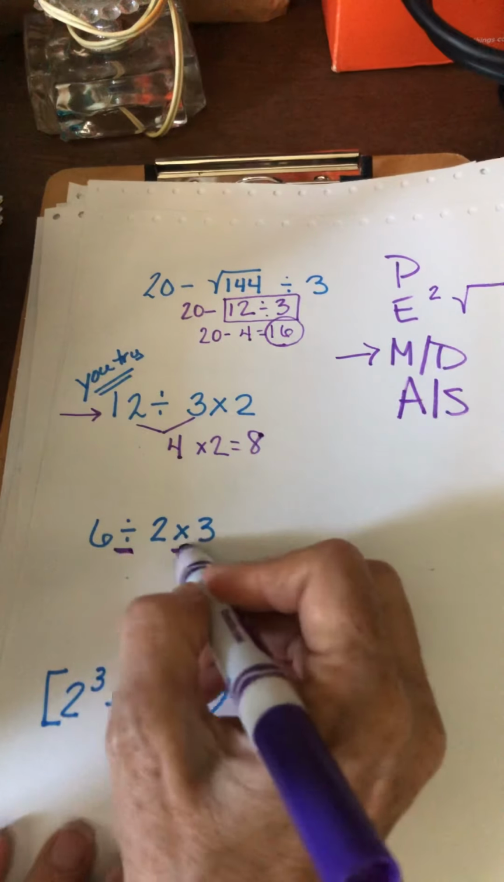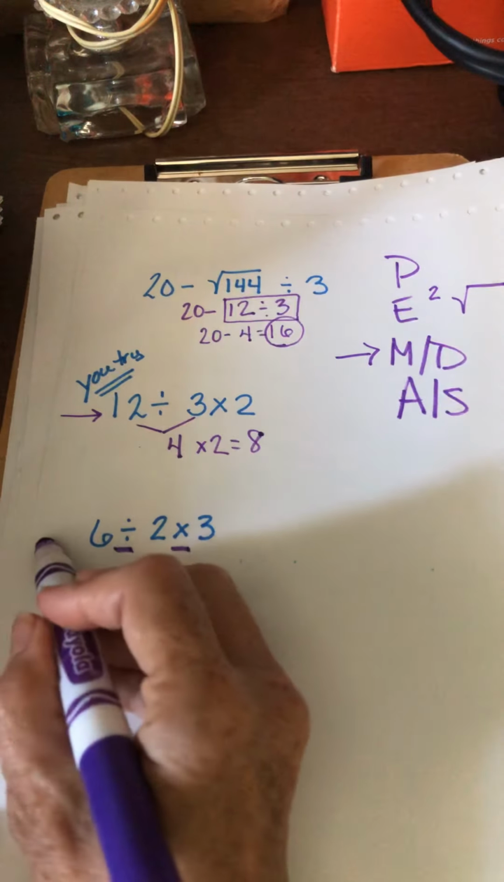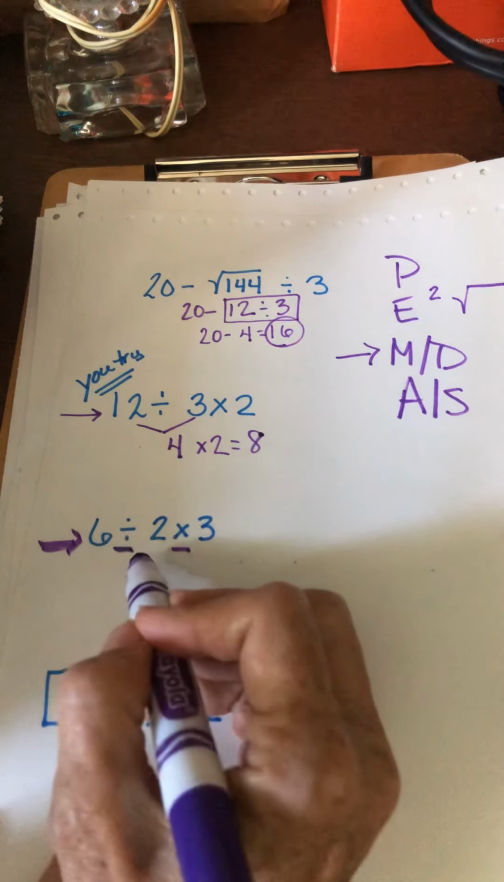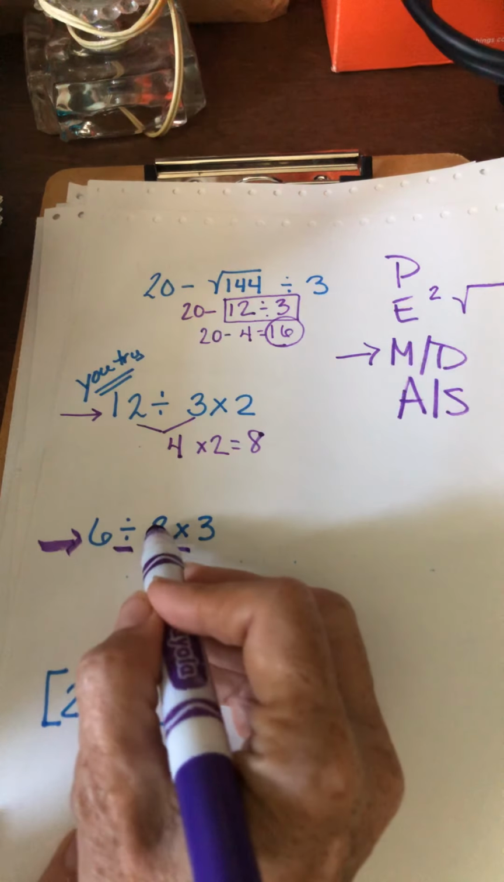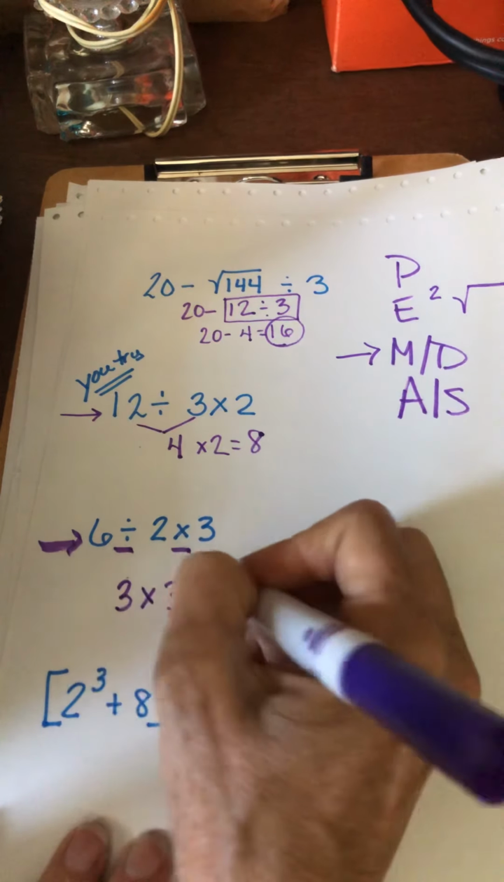I have division and I have multiplication. They're on the same row. So which one do I see as I read left to right? I see division first. So 6 divided by 2 is 3 times 3 is 9.